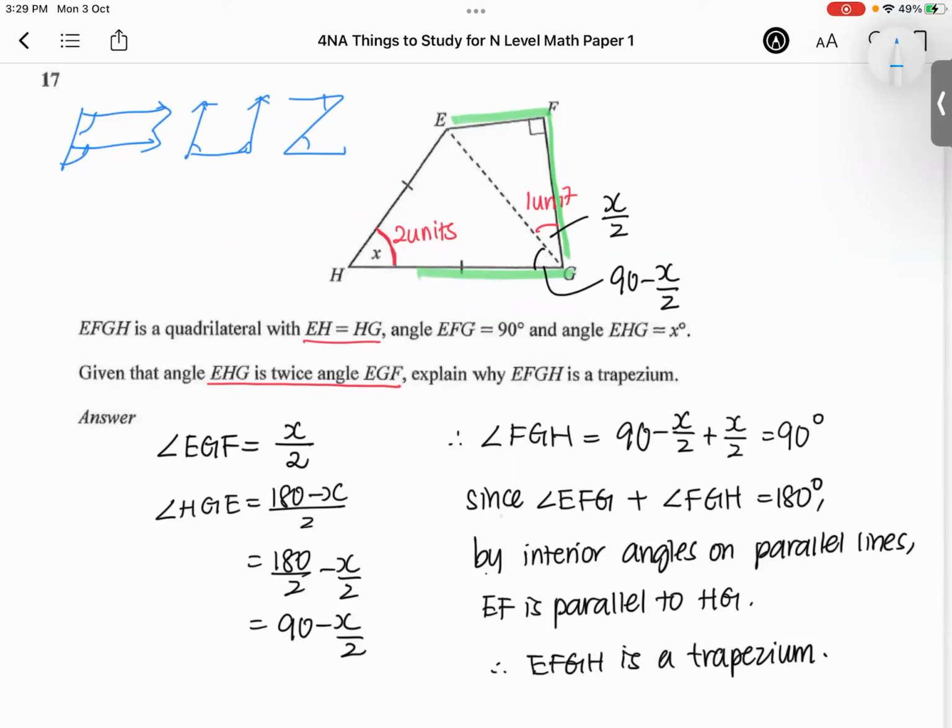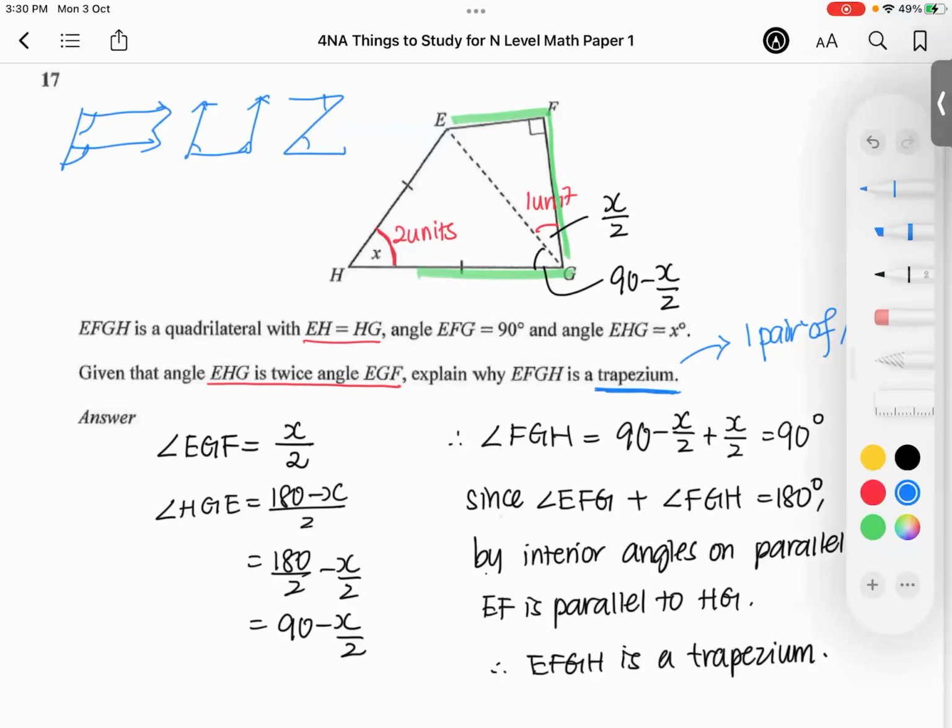Now the question: how do I even know that they want me to show parallel? Because the question says trapezium. What is the characteristic of a trapezium? A trapezium has 1 pair of parallel lines. So if I can prove that there is 1 pair of parallel lines, then it will be a trapezium. Then how can I prove it? Use my angles. The question says EH is equal to HG. That means I have an isosceles triangle, EH equals HG over here.